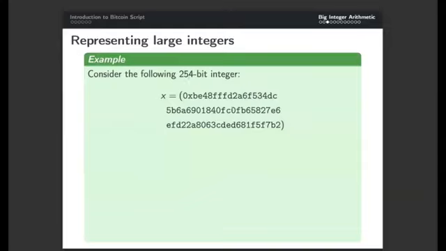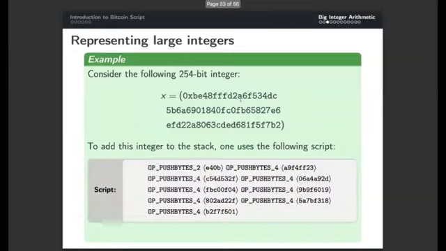Okay, so let's give an example just to be more specific. Suppose we have this 244-bit integer. You cannot just take this integer and push it into the stack, because recall that Bitcoin can only process integers which are up to 32 bits in the stack. So in order to publish this integer, you have to split it into 9 pieces. They are provided here.